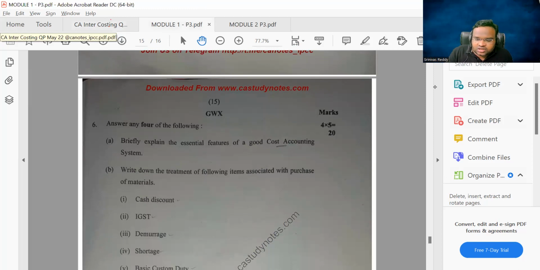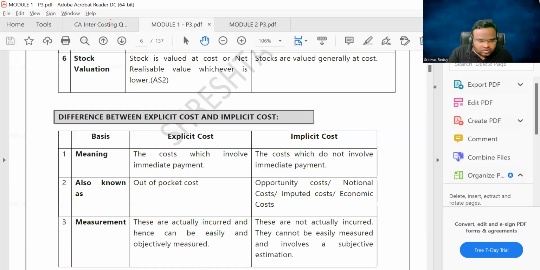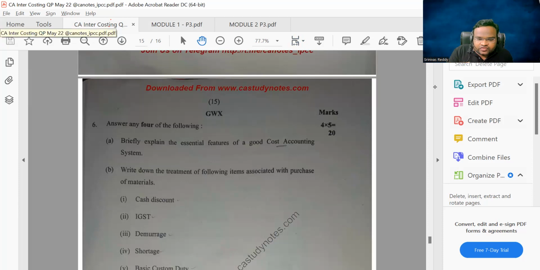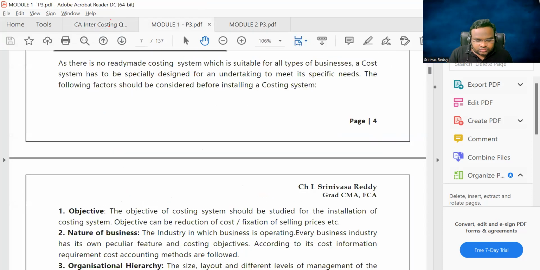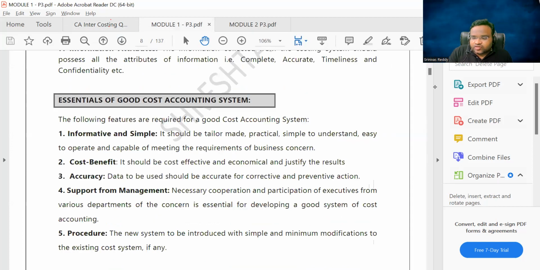With respect to 6A, briefly explain the essential features of a good cost accounting system. Just go to the first chapter. In terms of the first chapter, you'll have this part. What is the question number? Essential features of a good costing system. So see, essentials of a good cost system, 5 marks as it is.